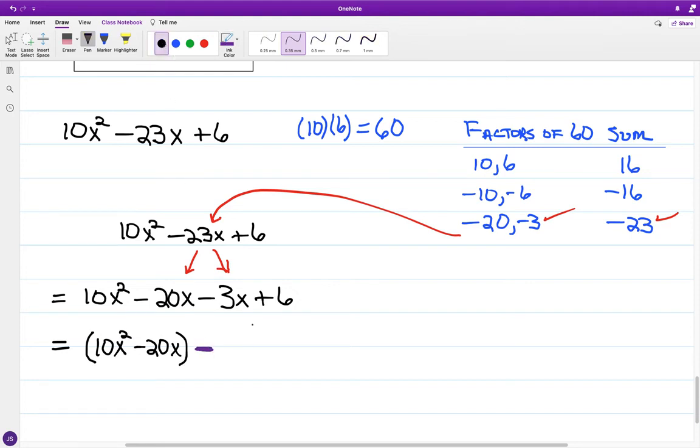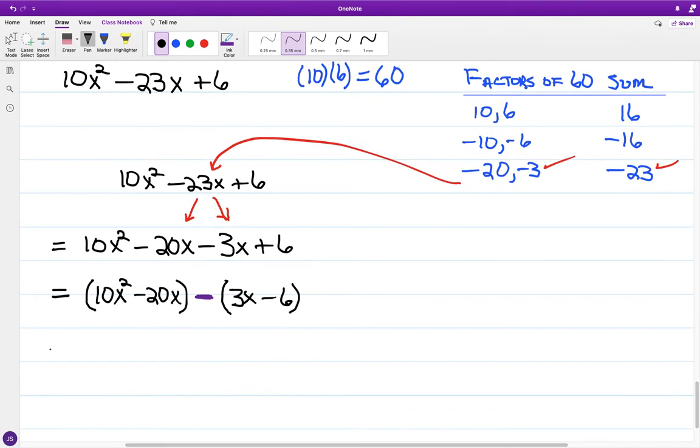And for the second pair, which represents minus 3x plus 6, you have to be careful with this one. So minus 3x is the opposite sign of 3x, and 6 is the opposite sign of negative 6. Just think about what would happen if you remove the parentheses. So we have 10x squared minus 20x, and you have minus 3x, and then minus negative 6 translates out to plus 6.